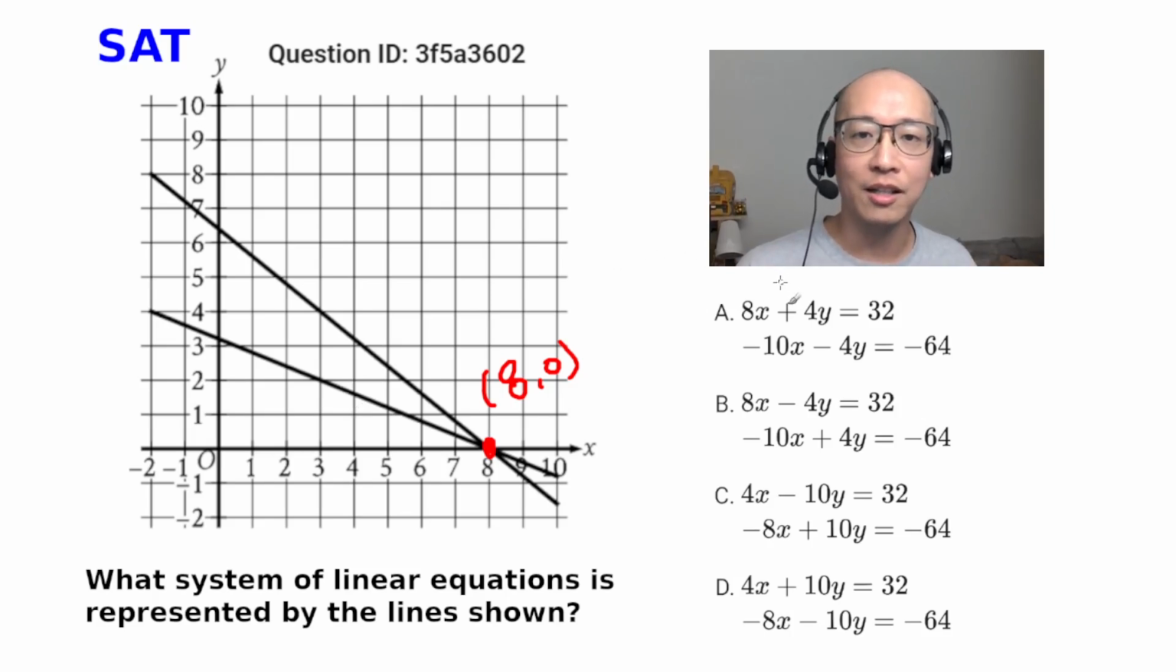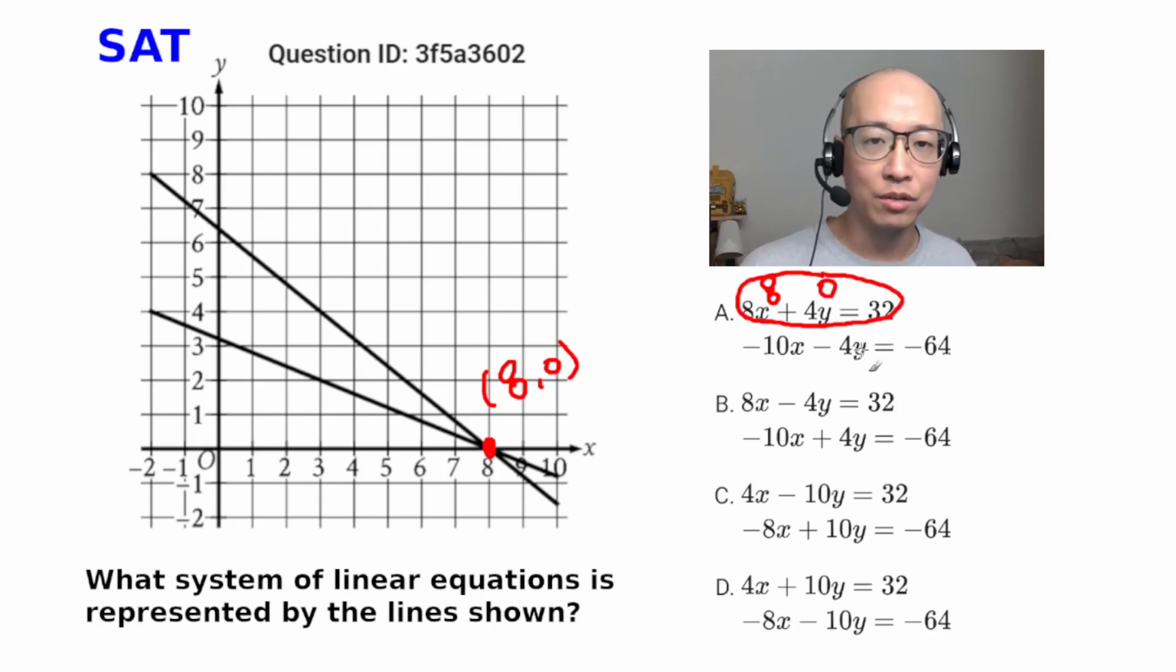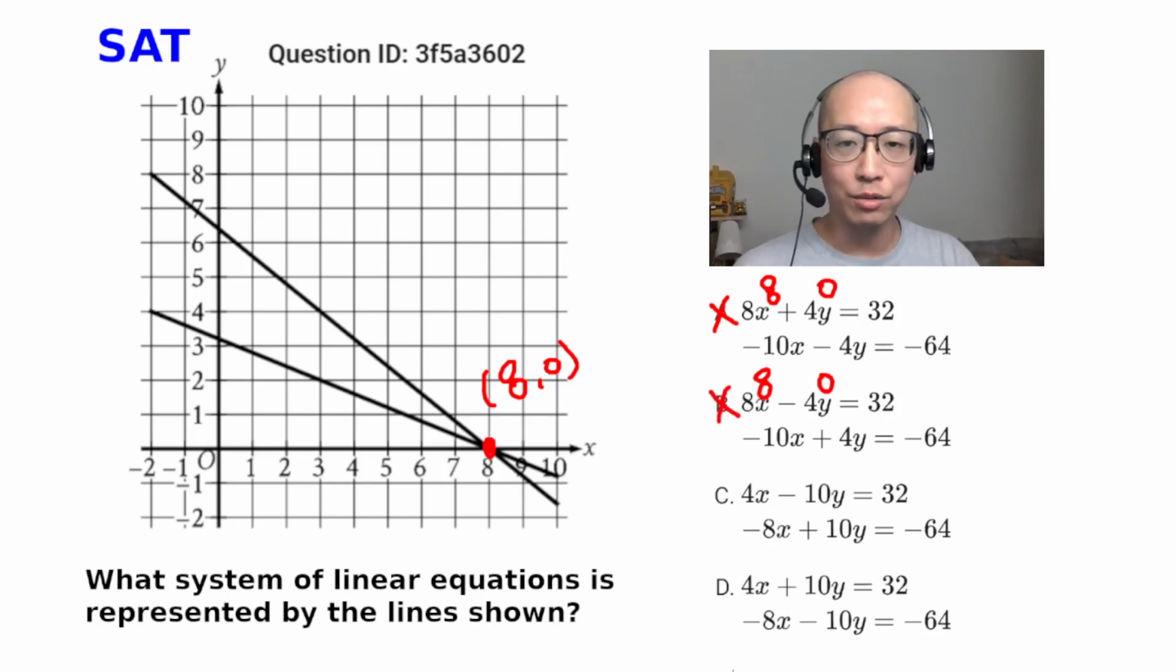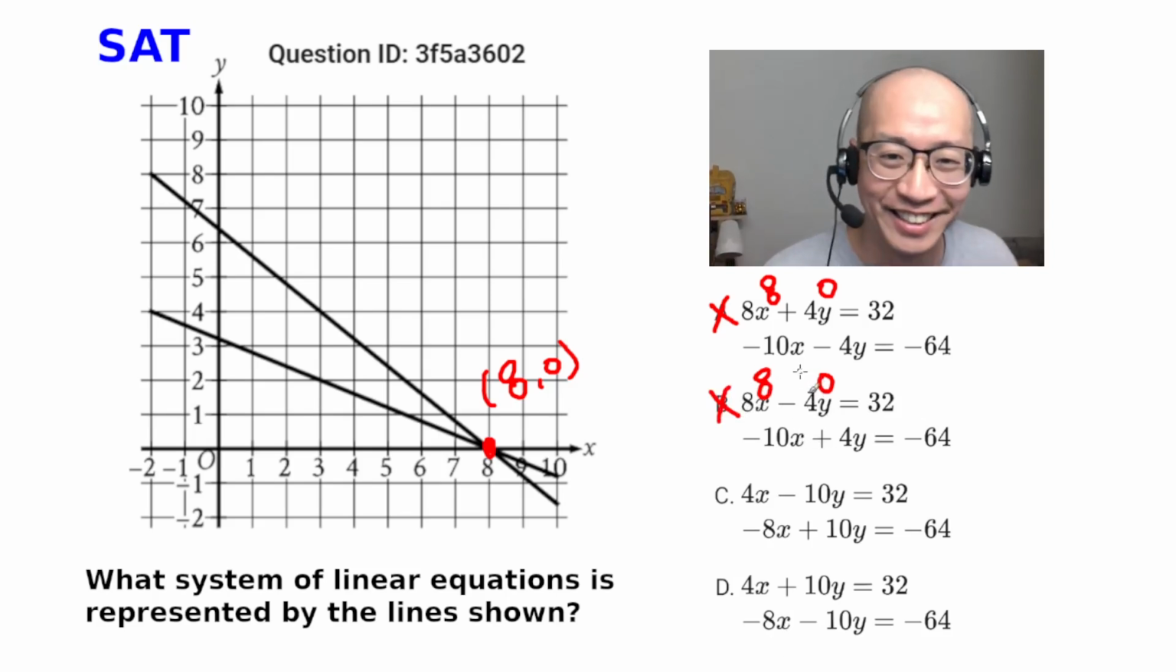If I plug in x equals 8, y equals 0, the left hand side of the equation is 64, and the right hand side is 32. So it's not right, and A is eliminated. So it's B, 8, 0. Plug it in, and you're going to see 64 equals 32. That's not correct. So we eliminate two answers now. We have two answers to choose from.